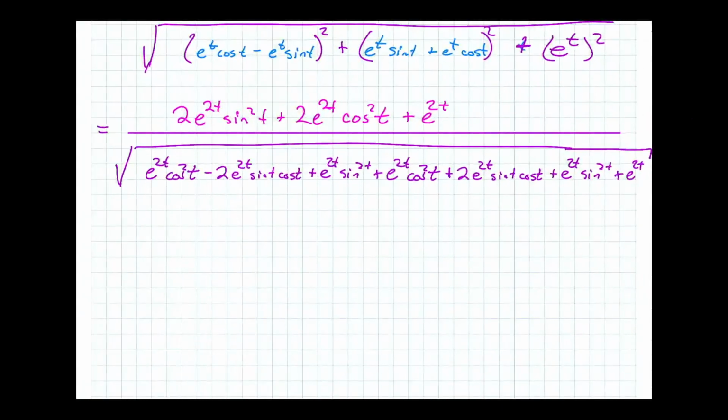Okay, let's see if there's any canceling to be done in the denominator. So let's see, e to the 2t cos squared, e to the 2t sine squared. Those are going to stick around, I think. We've got a negative term here, 2e to the 2t sine t cos t, and a positive 2e to the 2t sine t cos t. Those are definitely going to cancel. This and this are positive, so nothing else is going to cancel.